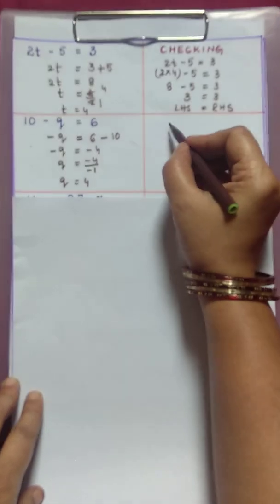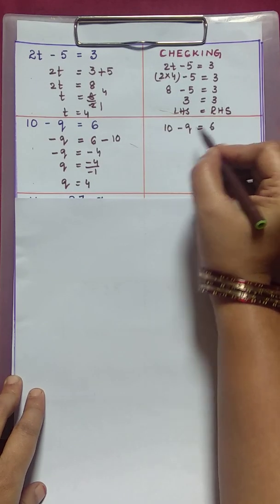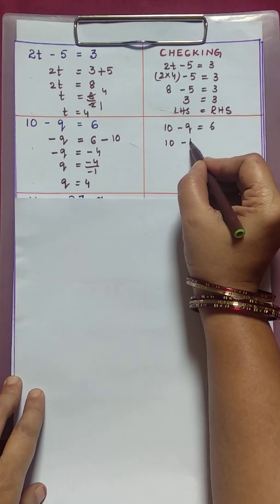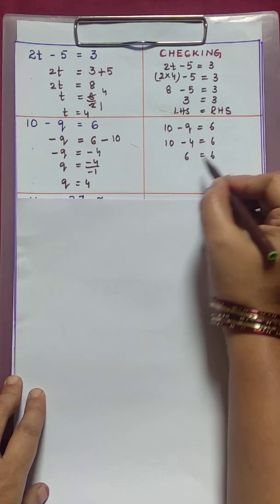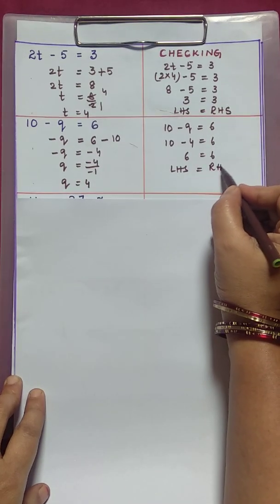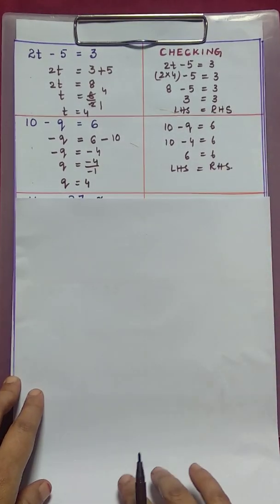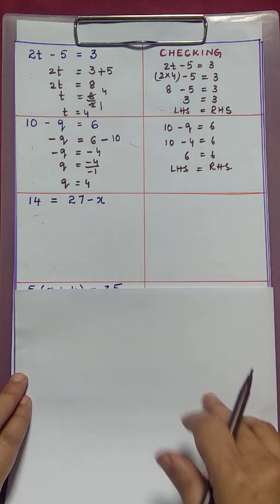Now let us check. 10 minus q is equal to 6. 10 minus 4, which is equal to 6. 10 minus 4, 6. 6 equal to 6. It means LHS is equal to RHS. So the value 4 satisfies the equation. Now let's solve another equation.